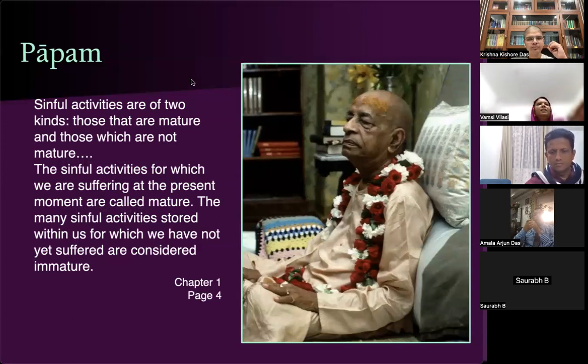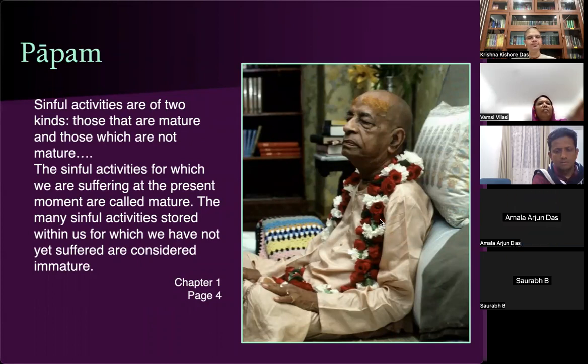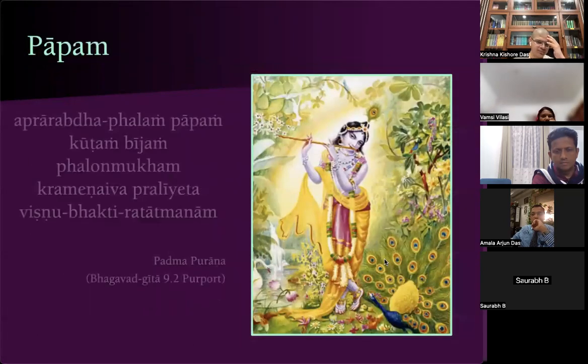Hare Krishna Prabhuji. Sinful activities are of two kinds, those that are matured and those which are not mature. The sinful activities for which we are suffering at the present moment are called mature. The many sinful activities stored within us for which we have not yet suffered are considered immature. So this is prarabdha and aprarabdha, mature karma, immature karma. But what bhakti does, this is why we were discussing all this.